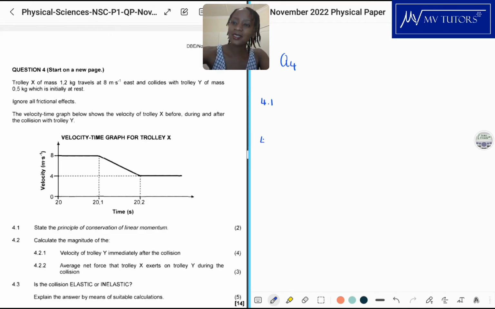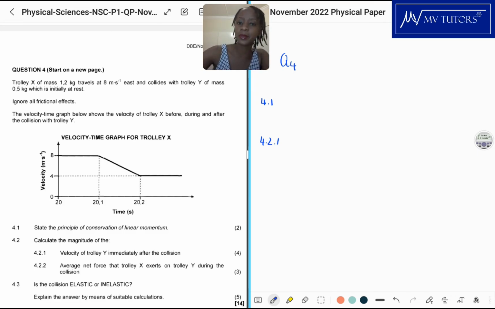Okay, now 4.2. Calculate the magnitude of, firstly 4.2.1, the velocity of trolley Y immediately after the collision. Remember, initially trolley Y has a velocity of 0 because it is at rest, but somehow you're going to have a final velocity. So we're going to use the principle of conservation of linear momentum in order to calculate the velocity. You can see it's 4 marks, so we're going to do quite a bit of work. Okay, so let's do this.